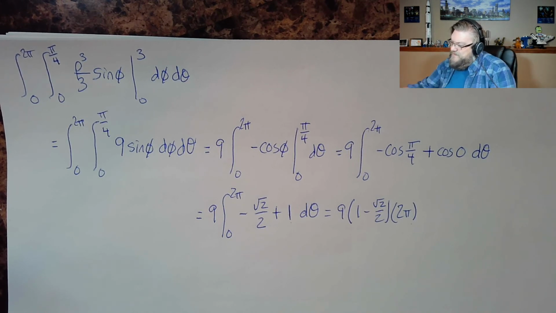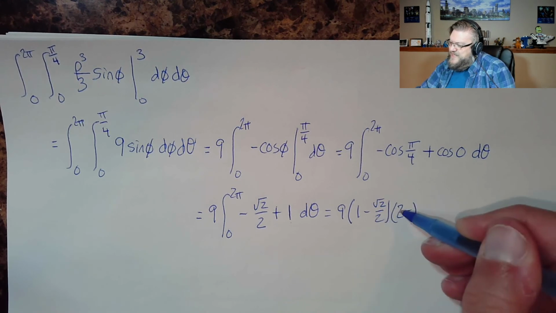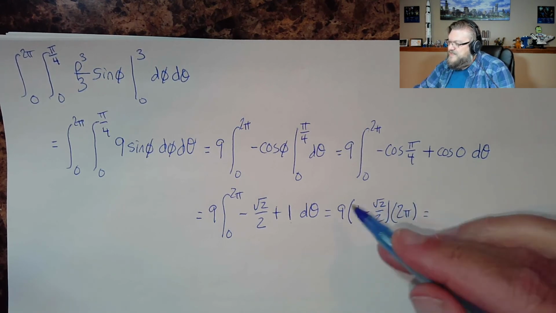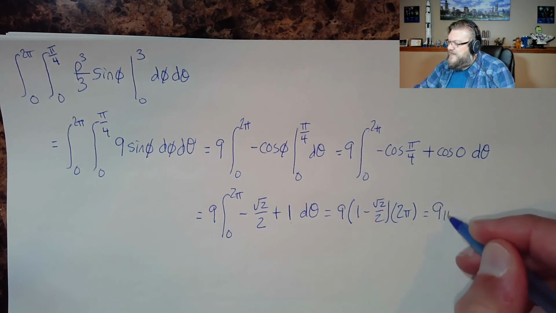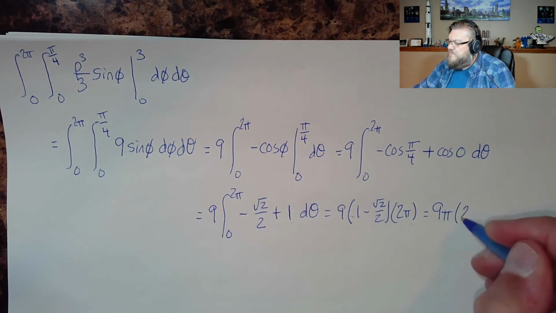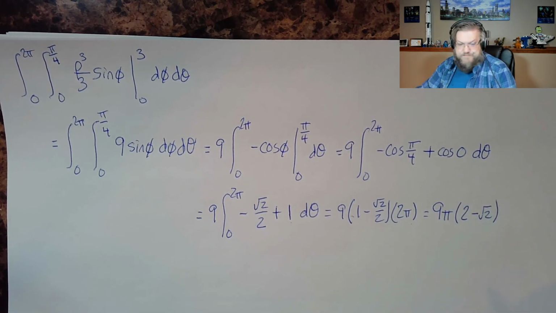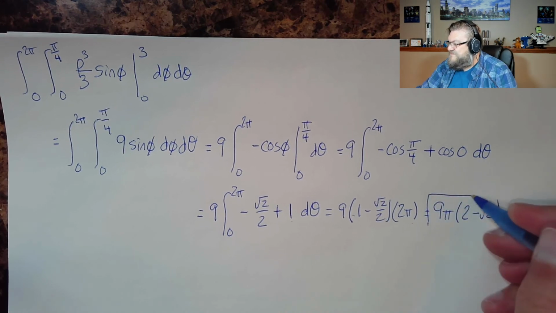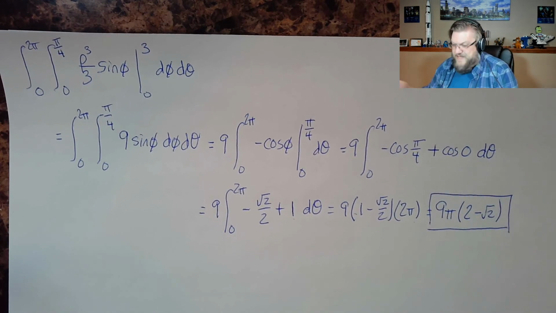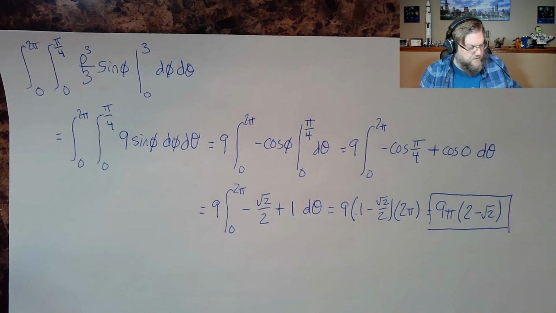And let's see, maybe you push the 2 through to cancel that, and then multiply there, and then I get 9π(2 − √2). Sure, that looks clean. And there is your result. That's the volume of the snow cone.